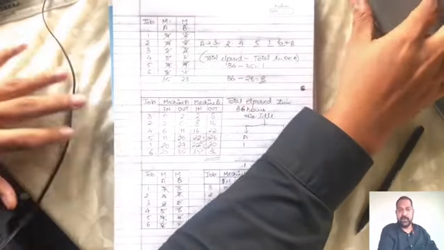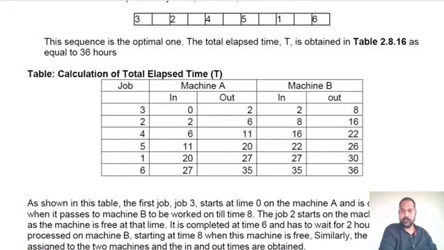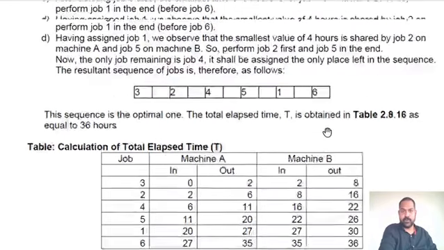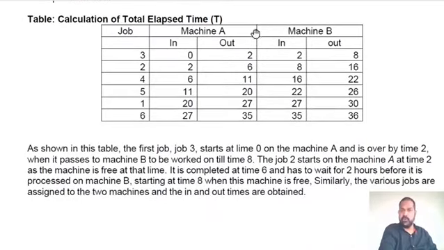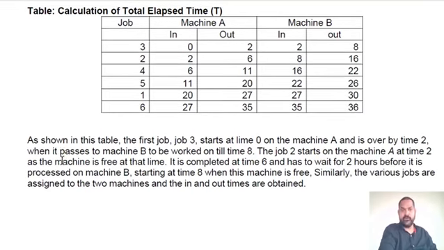Let's quickly look at the solution from the material. So, number 1, they created a sequence which was done. Number 2, job, machine A in out, machine B in out. Total lapse is 36. So they have written everything verbally. As shown in the table, the first job 3 starts at time 0 on machine A and is over by time 2.